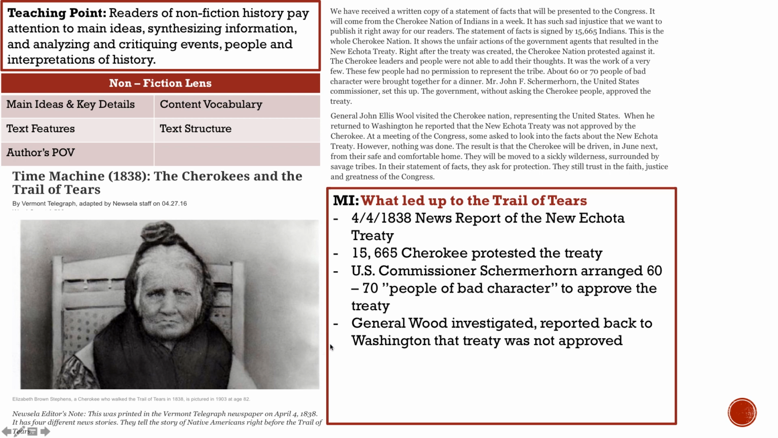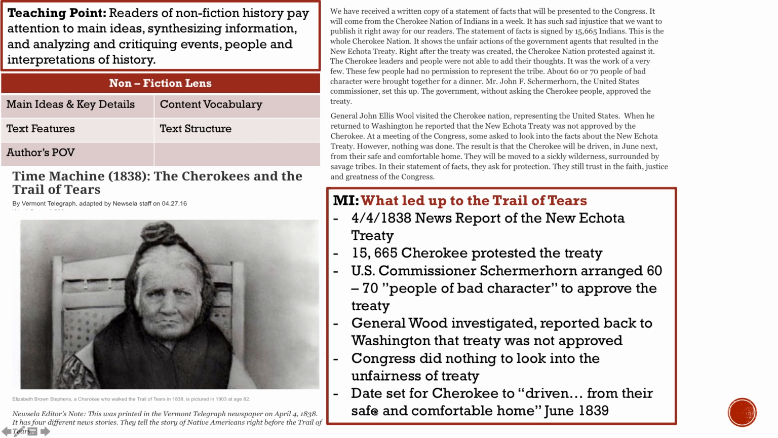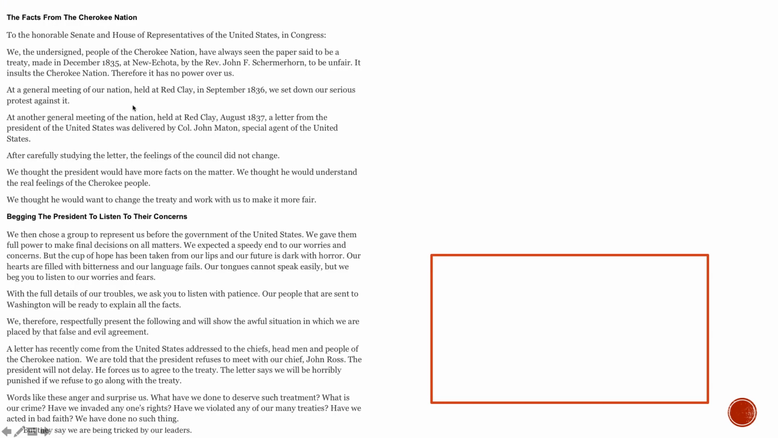It says also that there was someone called General Wood who is investigating it, but Congress did nothing to look into the unfairness of the treaty, even though a report came back that the treaty was not approved by the Cherokee. And it also points out that there was a date set for the Cherokee to, quote, be driven from their safe and comfortable home in June of 1839. So that is very, actually I think it's June 1838 since it says in June next. All right. Keep that in mind.